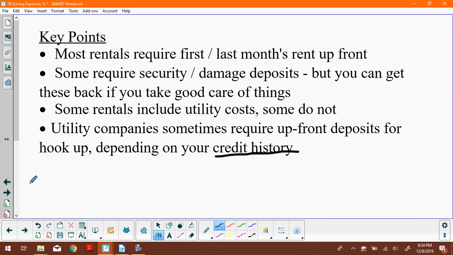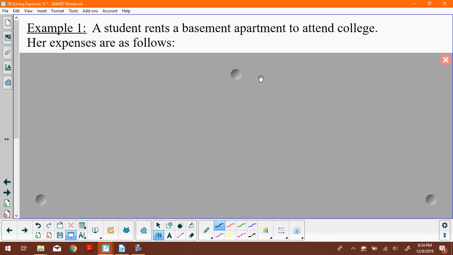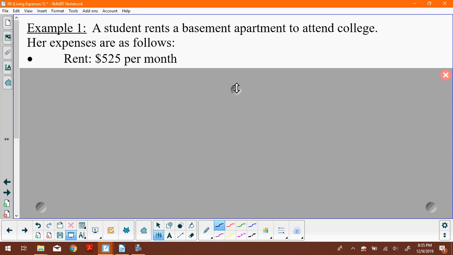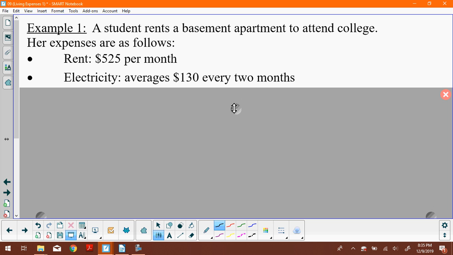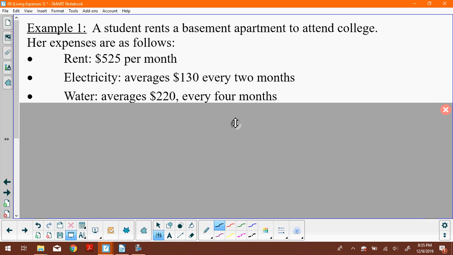Okay, so we're just going to do one example here of how to set up a budget. Here's our example. A student rents a basement apartment when they're going to be attending college, and her expenses are as follows. The rent for the basement apartment is $525 per month. The electricity bill comes every 2 months and averages $130 every 2 months. The water bill averages $220 and comes every 4 months.